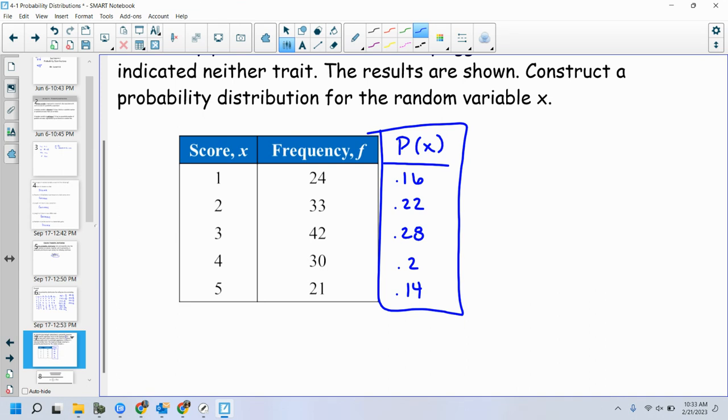I guess showing the whole table. Maybe I should have said P of 1 is 0.16, P of 2 is 0.22, P of 3 is 0.28, and so on, right? I should have really done that. But this is just fine in and of itself. That's my probability distribution. Okay.